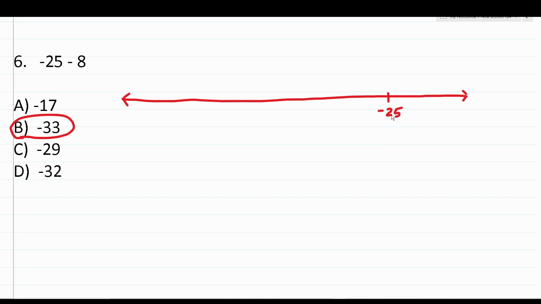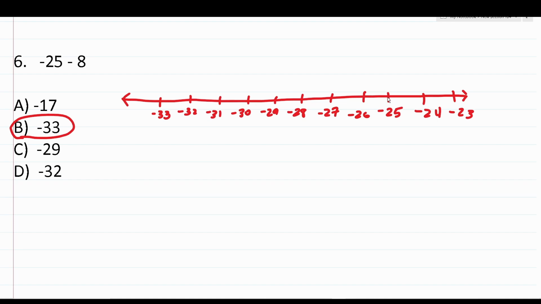-25. Let me add some values to this number line. This is -24. This is -23. This is -26. -27. -28, -29, -30, -31, -32, -33.